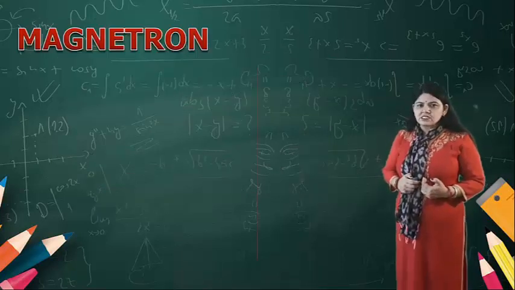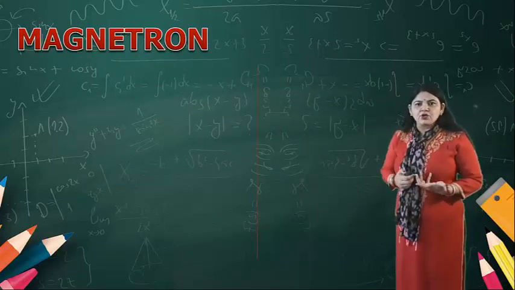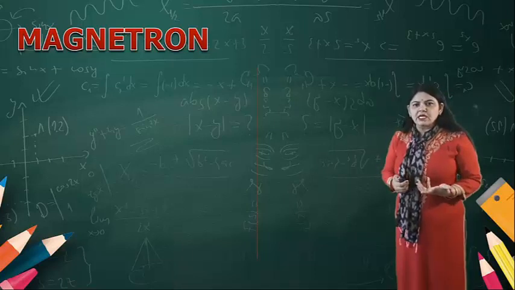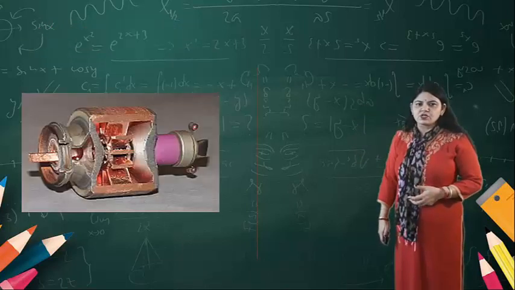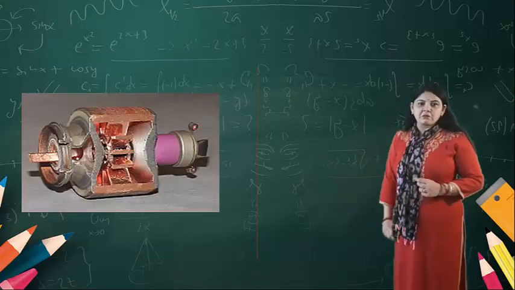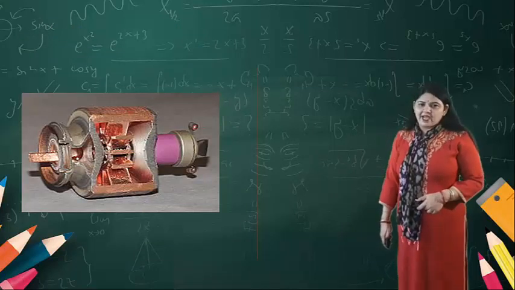Normally if we visit a studio, we find this. Again, we know that in the microwave oven, the magnetron is used for generating microwaves. This is the image you can see over here, an image of the magnetron.